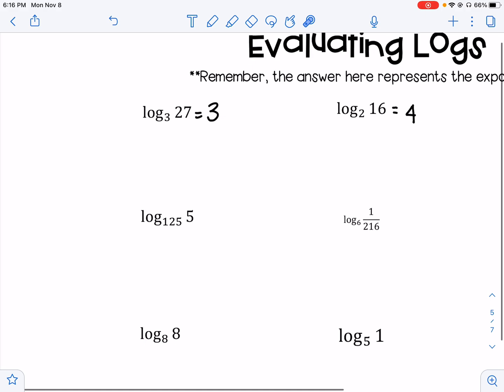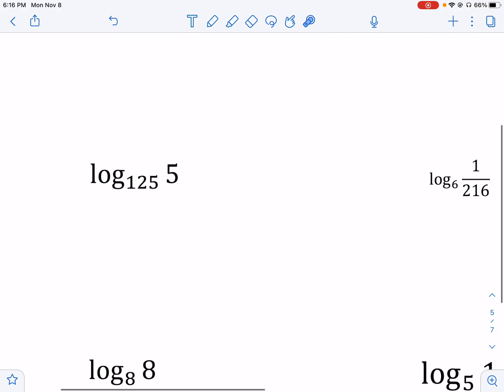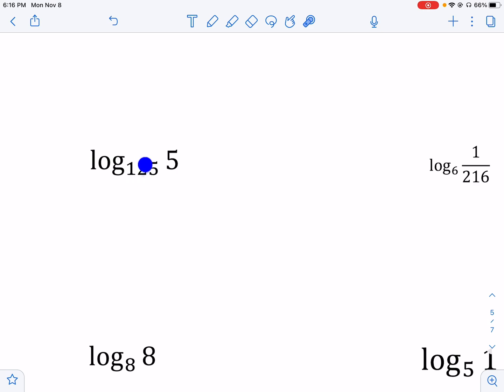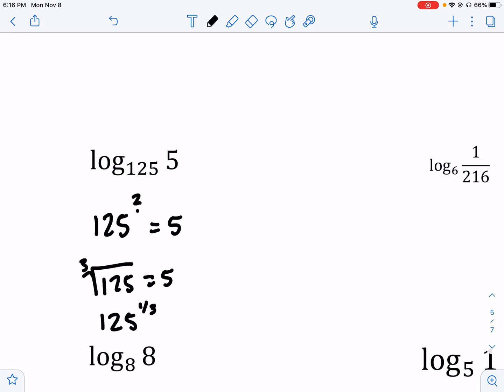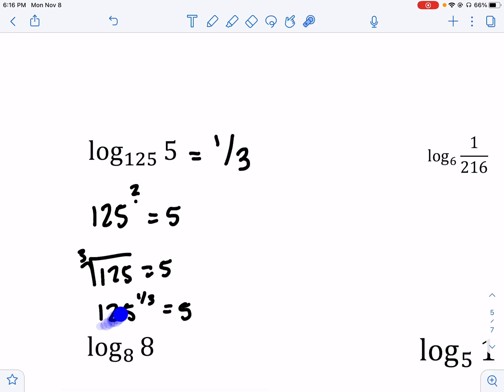This next column is going to look a little different. Here, I'm saying what exponent turned 125 into 5? So once again, I might want to write this out. 125 to the what equals 5? Well, I know the cube root of 125 is equal to 5, and the cube root can be rewritten as a fraction, 1/3. So my answer here is going to be 1/3. 125 to the 1/3 power equals 5. That's because the cube root of 125 is 5.